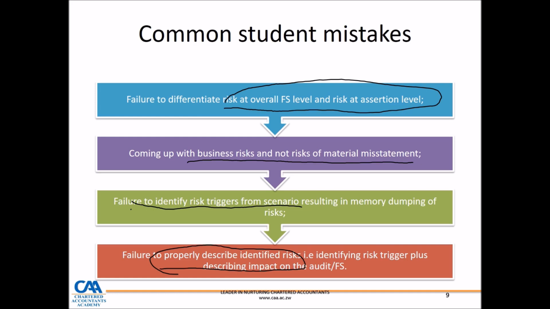And this is where you find the student simply saying there's a risk that inventory may be materially misstated. Definitely that's not a valid risk. Give us the specifics. How exactly could the misstatement have happened? Because by being specific, that is the only way auditors will also be able to come up with proper and specific audit procedures to respond to those particular risks.